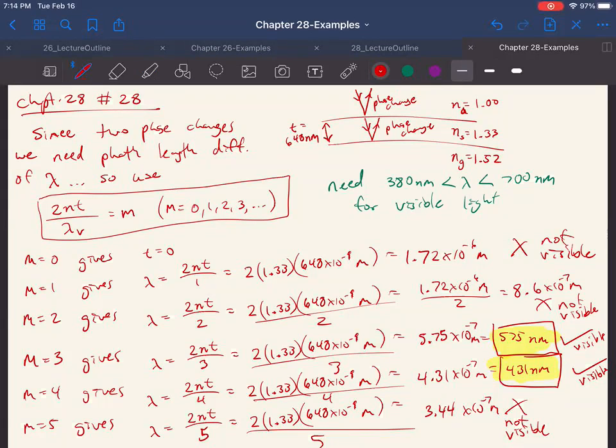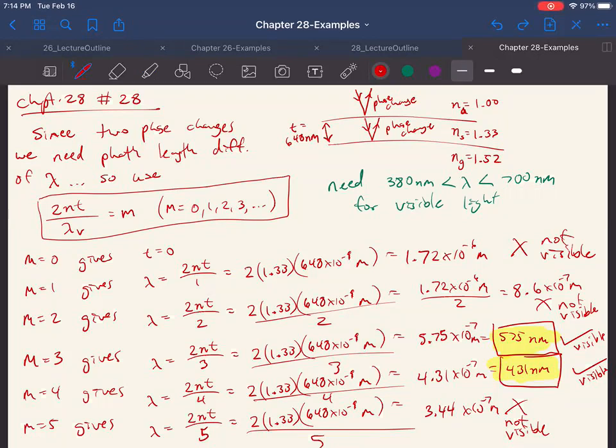Now this also asked us to figure out what wavelengths of visible light will constructively interfere in this situation. Visible light goes from 380 nanometers to 700 nanometers. And so I just went ahead and started with m equals 0.